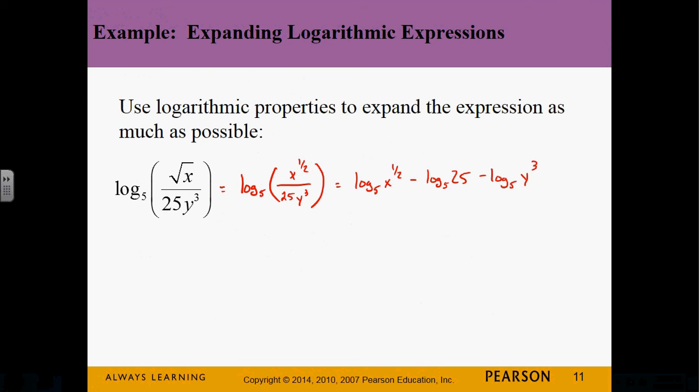All right, so what's the last thing I need to do? That actually is the last thing I need to do, but what's the thing I do before that? Yeah, use the power rule to bring the 1/2 out front and bring the 3 out front.